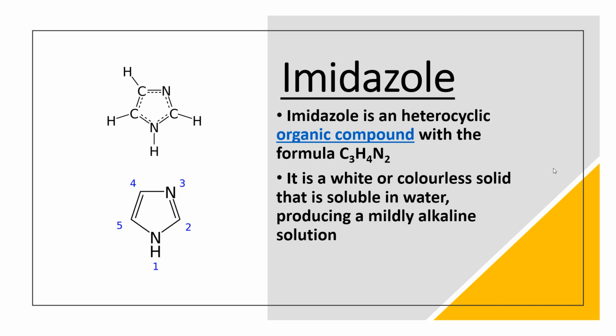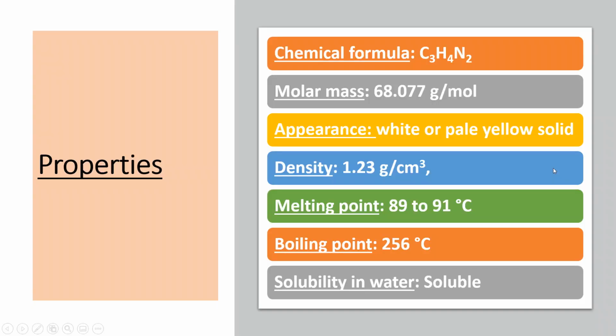So imidazole is a 5-membered ring with chemical formula C3H4N2, molecular mass 68, appearance white to pale solid, density 1.23, melting point 89 to 91, and boiling point around 250. Why is the boiling point high? Because of the intermolecular hydrogen bonding. It is soluble in water because it is polar. Because of this hydrogen there is solvation that will take place. That's why it is soluble in water.